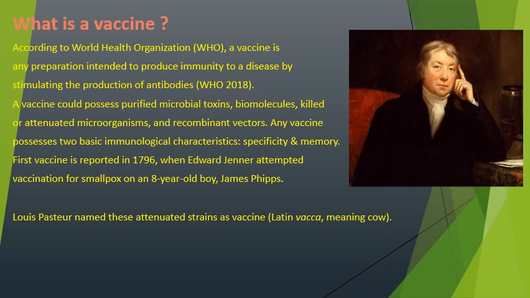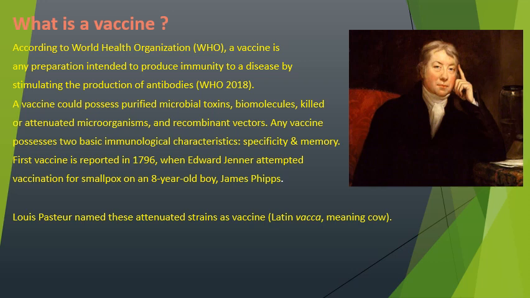So, firstly, we will talk about what is the plant vaccine. According to the World Health Organization, the definition of vaccine is given as such. A vaccine is any preparation intended to produce immunity to a disease by stimulating the production of antibodies. This definition was given by WHO in 2018. A vaccine could possess purified microbial toxins, biomolecules, killed or attenuated microorganisms, recombinant vectors. Any vaccine possesses two basic immunological characteristics. One is specificity and another is memory.